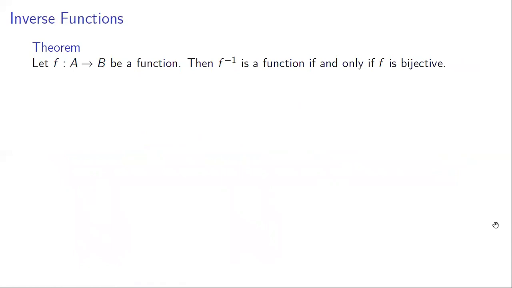So we have the following theorem. Let's say we have a function from A to B. Remember, a function is a special type of relation. So we're really talking about a relation from A to B, but a special type of relation, which is a function. So let's say we have a function f from A to B. Then f inverse, so that's the inverse relation, is going to be a function if and only if f is bijective.